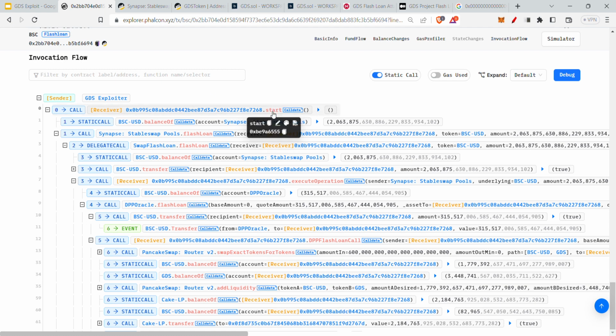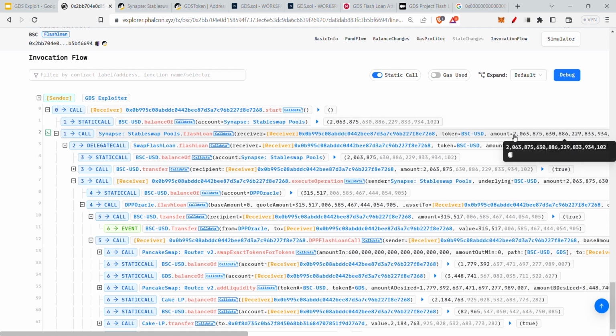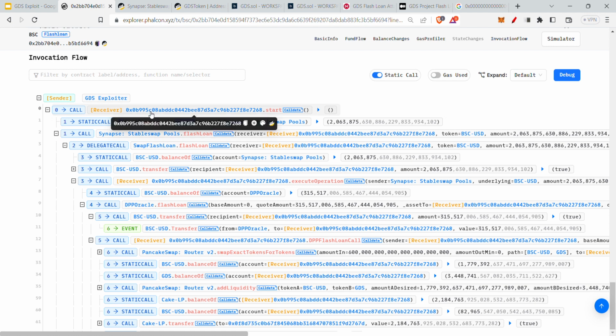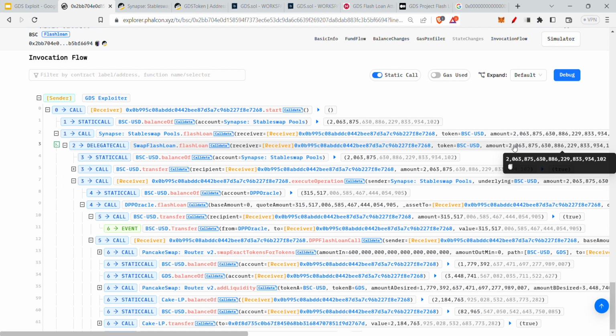And in this start function, Synapse Flashloan is called to take a loan of 2 million BSC USD. And when a flash loan is called, this flash loan function will call execute operation. So this attacker B995 contract must have execute operation as a function. And inside the function, it does some things. So firstly, flash loan is called to gain 2 million BSC USD tokens.